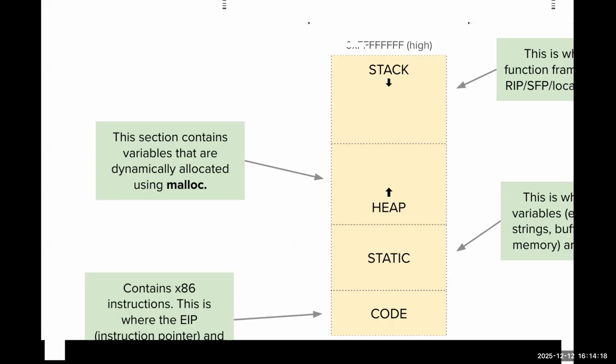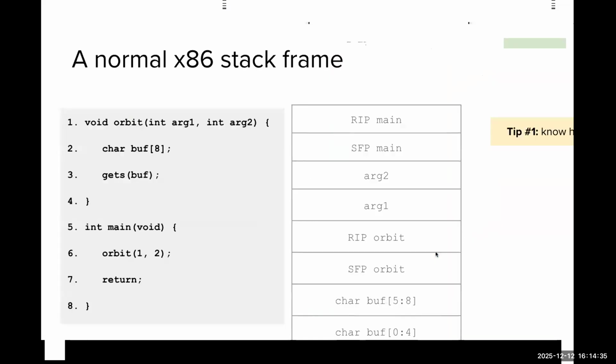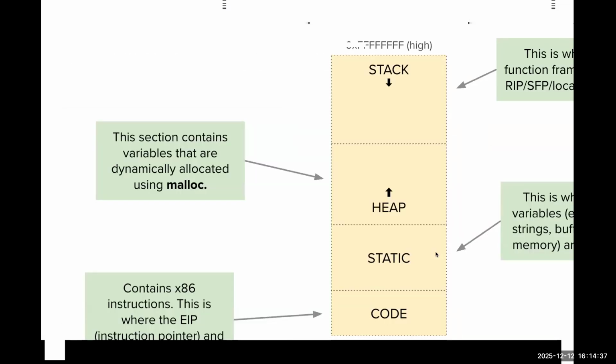And the static section is where we store constant strings, buffers, anything that doesn't change throughout the execution of our program. And lastly, the code section, which is at the very bottom, stores all of our actual source code. One more thing is that as we execute the program, we're going to be keeping track of three different key pieces of information that we store in registers. These are the EIP, ESP, and EBP.